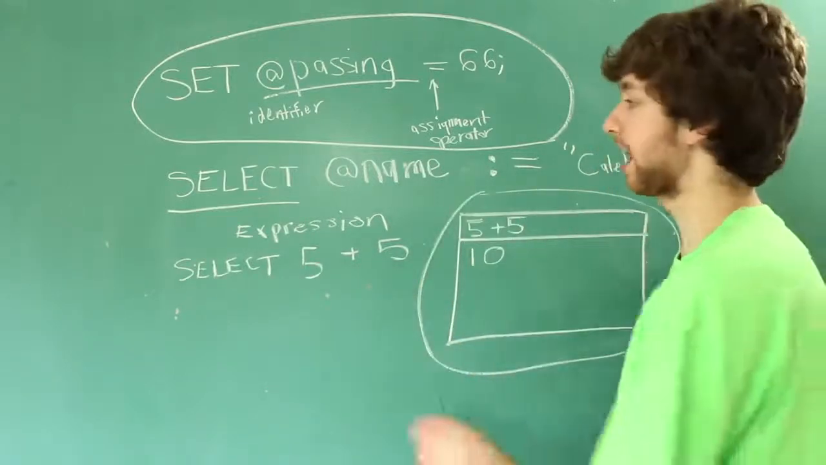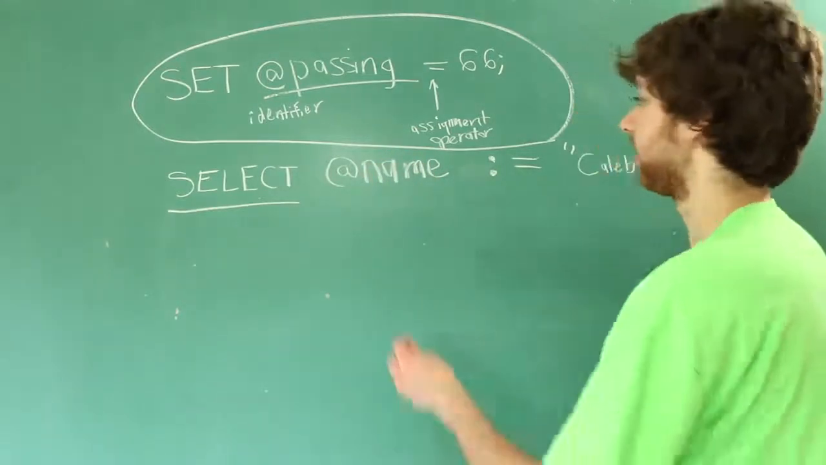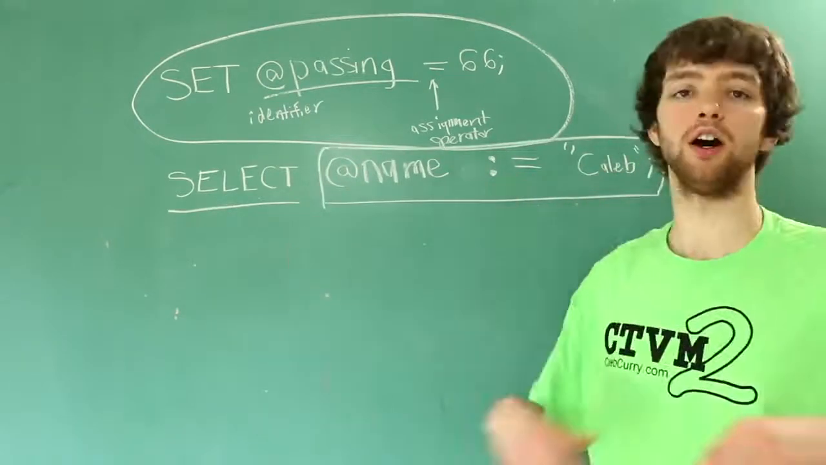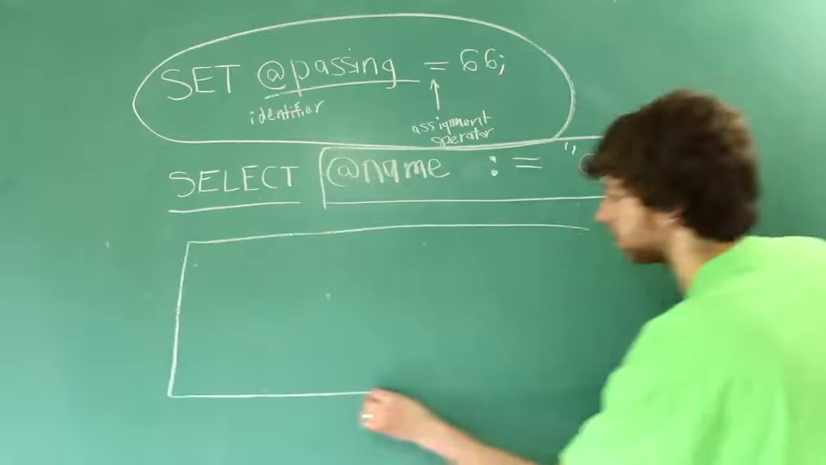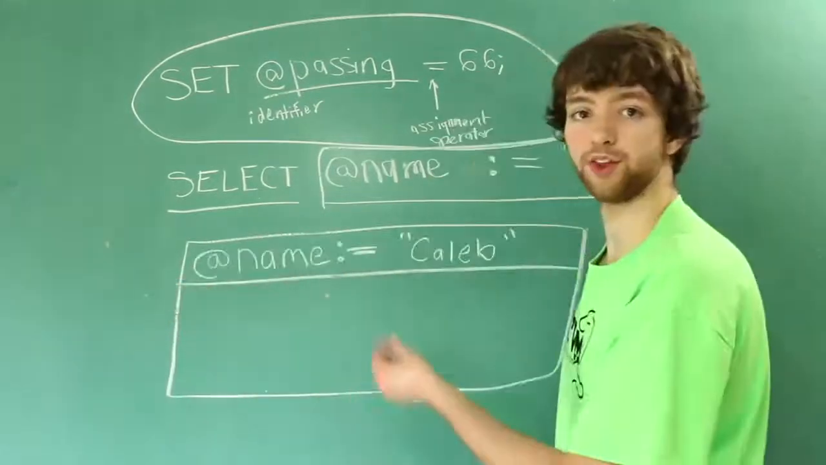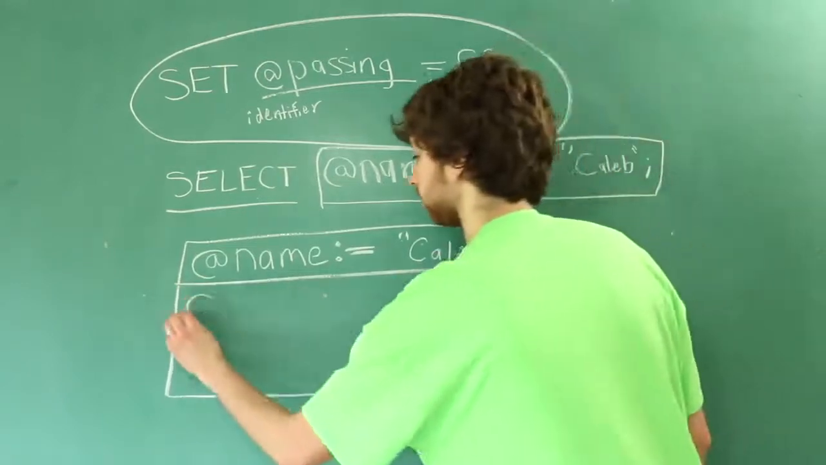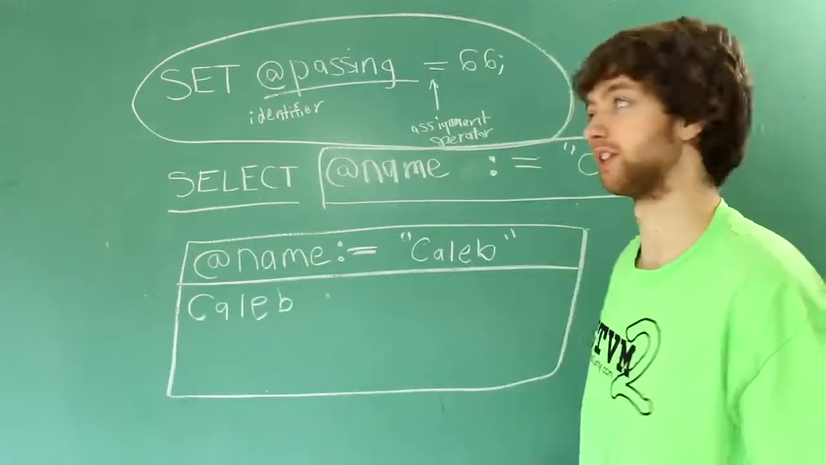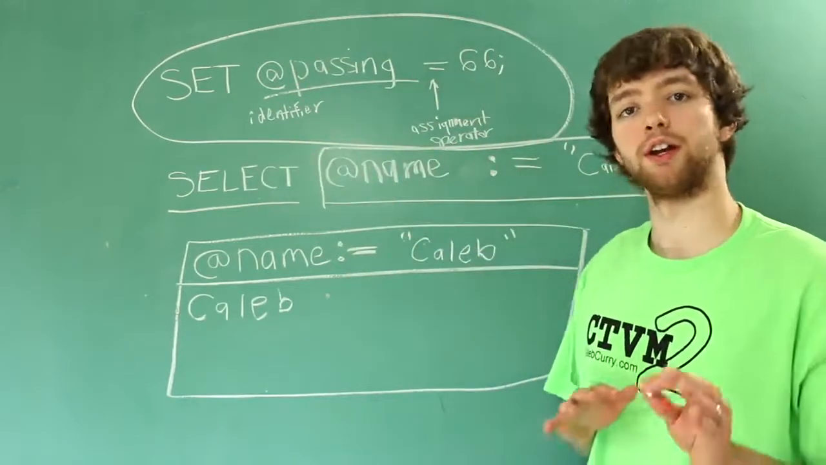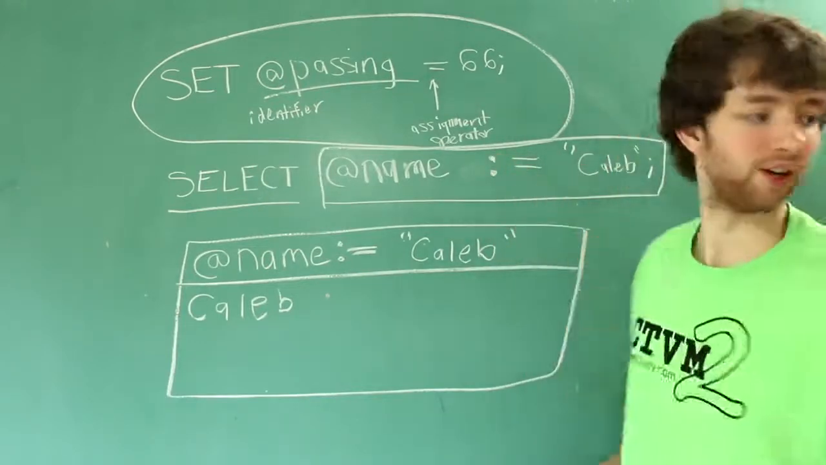A very similar thing happens when we use the select command to create a variable. When we run this command, it's going to take this, it's going to put it as the header of that column in that result table. And then the result is going to be whatever the value of the variable is. So that's one of the big differences between using the set and the select command to create variables. In the next video, I'll be explaining why we have to use this colon.